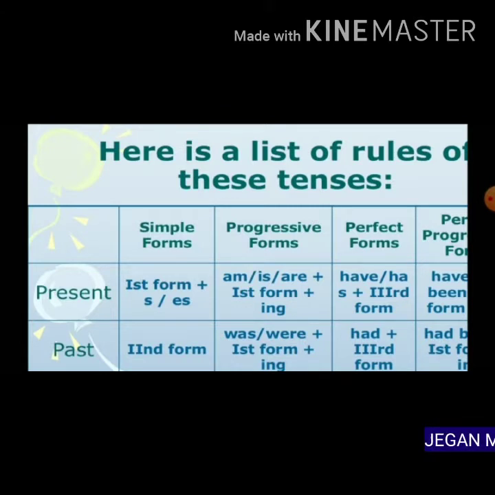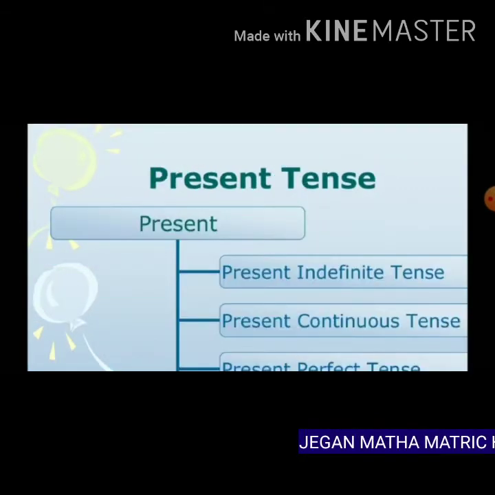The past perfect is had plus v3. Had is common, but for present perfect, have and has, we should know the difference, then only we can use have or has. Has, when you are using a third person singular subject, we can use has. When the subject is first person, second person or plural, we can use have. But here had is common, plus v3, third form of verb. Present tense: present indefinite tense, present continuous tense, present perfect tense.